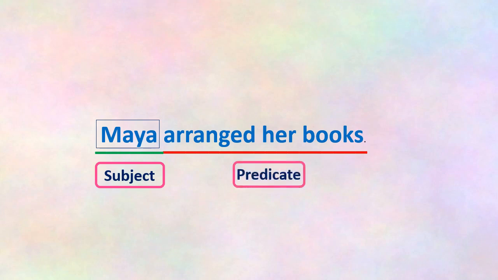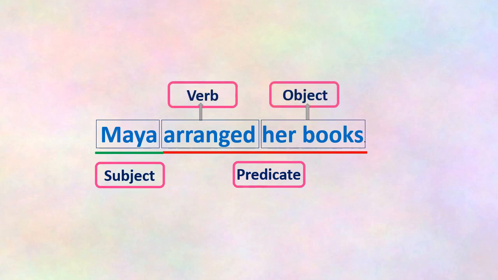Maya arranged her books. Now students, can you all tell me which is the subject, the predicate, verb and the object? Now here, let us look at Maya. Maya is the subject. And this sentence is talking about Maya, that she arranged her books. So the remaining sentence is the predicate. Now, which is the verb in the sentence? Arranged is the verb and her books is the object.